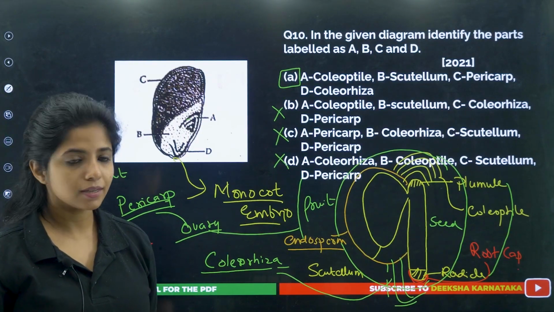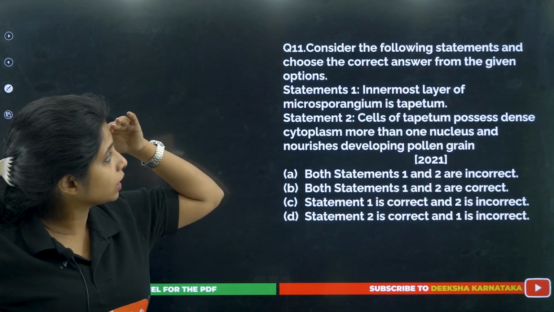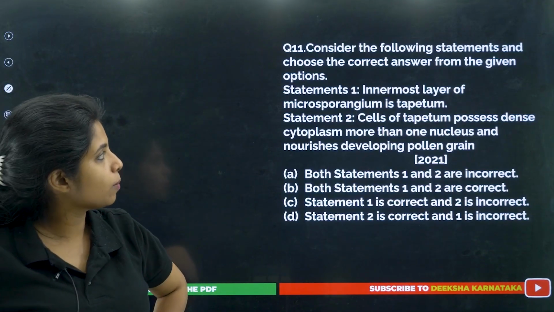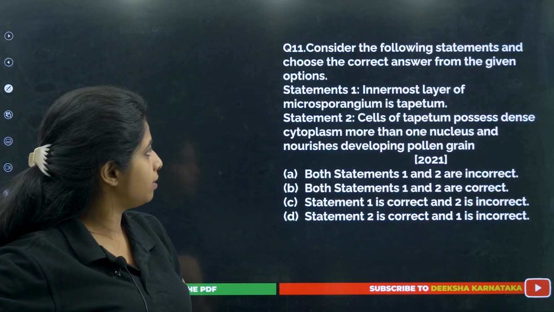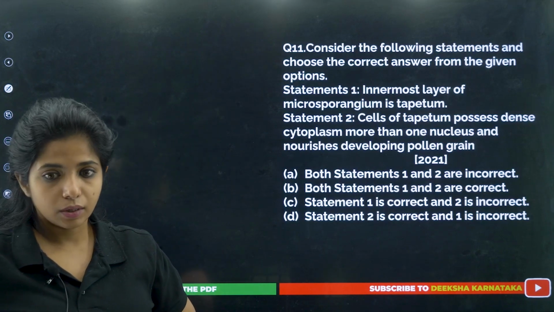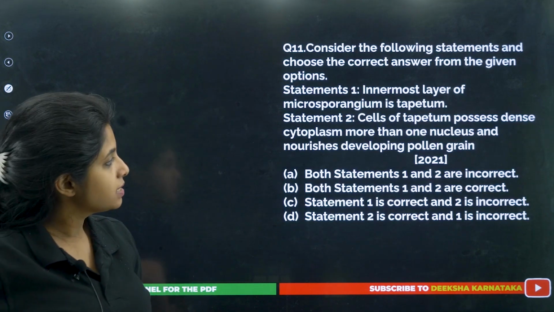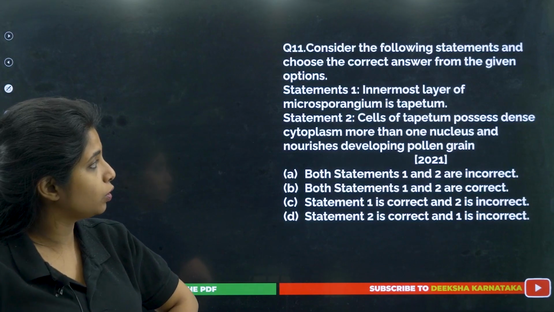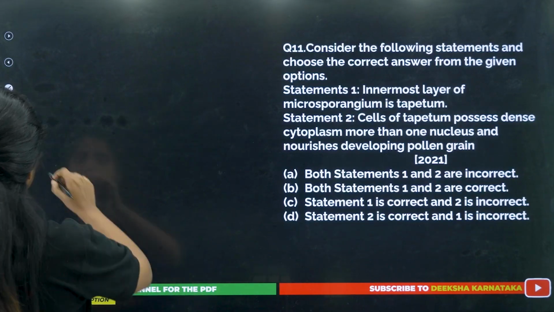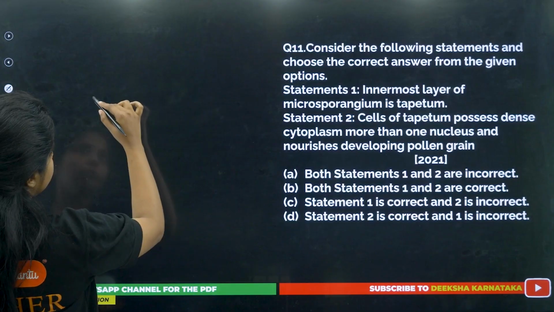Okay, works. Next question. Consider the following statements and choose the correct answer from the given options. Statement 1. Innermost layer of microsporangium is known as tapetum. Statement 2. Cells of tapetum possess dense cytoplasm, more than one nucleus, and nourish the developing pollen grain. So the microsporangium, how does it look? I told you.